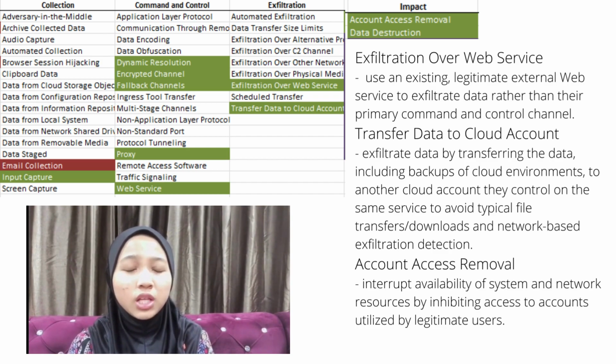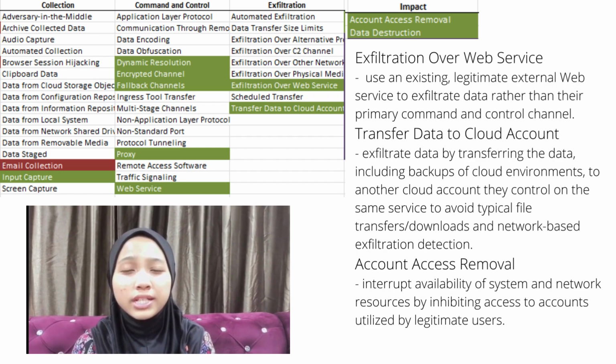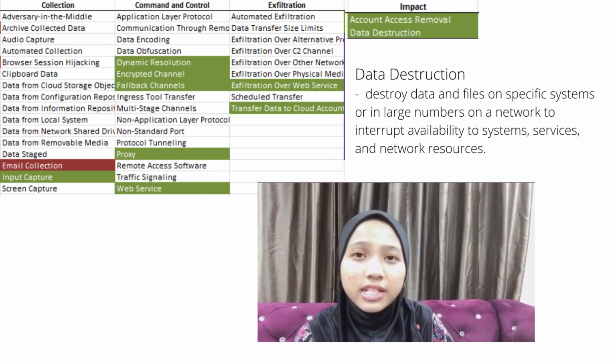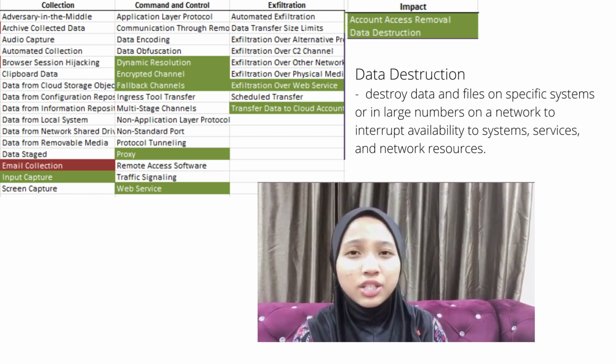For account removal, we may interrupt availability of system and network resources by inhibiting access to accounts utilized by legitimate users. Accounts may be deleted, locked, or manipulated, changed, cracked to remove access to accounts. We may also subsequently log off and perform a system shutdown or reboot to set malicious changes into place. For data destruction, we may destroy data and files on specific systems or in large numbers on a network to interrupt availability to systems, services, and network resources.